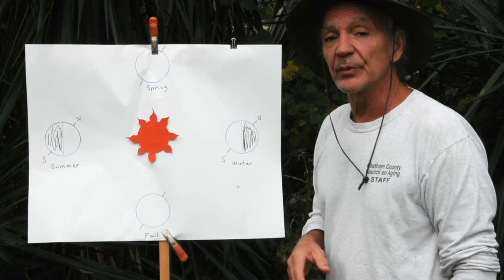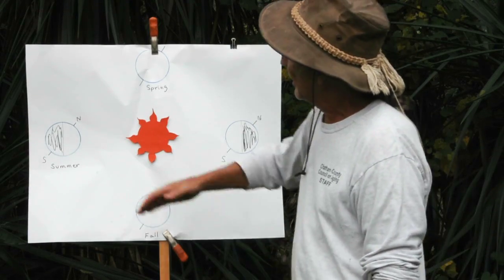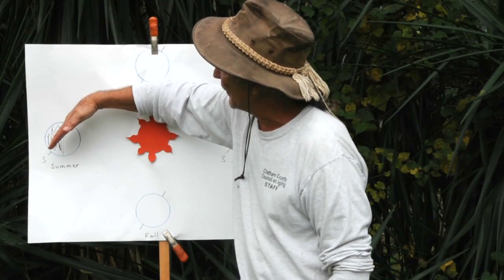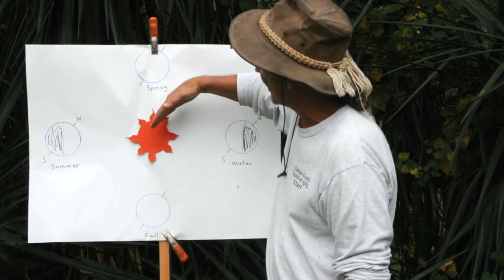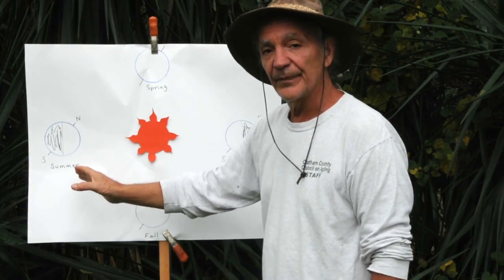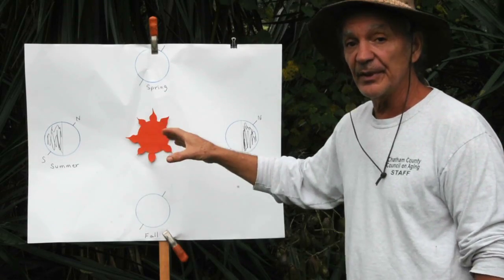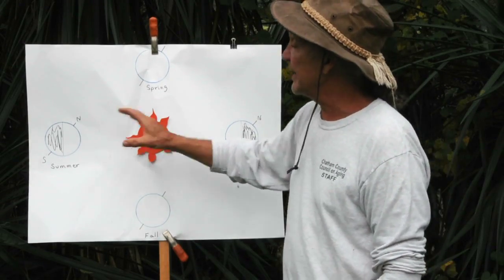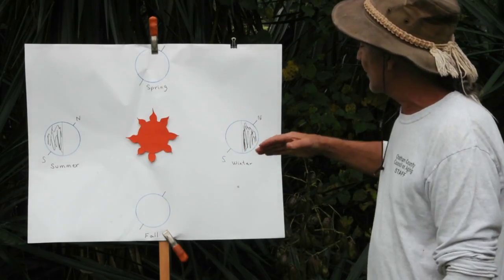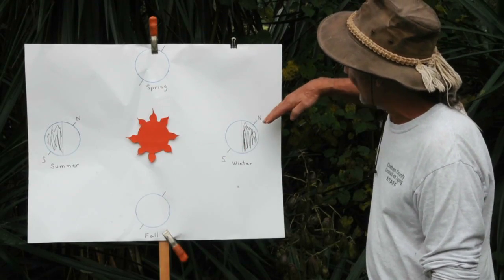That tilt is actually what gives us our seasons. When the northern hemisphere is pointed towards the Sun, we're in our summertime. And the reason for that is the Sun's rays are more direct, which heats up the Earth more, and the days are longer.